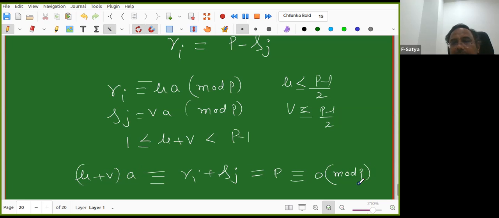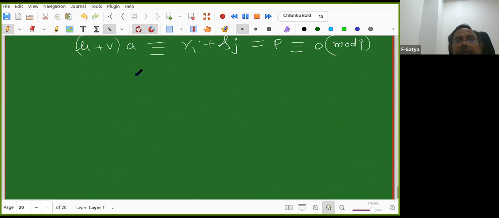And the GCD of U plus V and P is also 1, because U plus V lies between 1 and P minus 1, actually less than or equal to. Maximum, even if both are P minus 1 by 2, I get P minus 1 only. So P cannot divide, that's a contradiction. So these are all distinct. Now the proof is over.